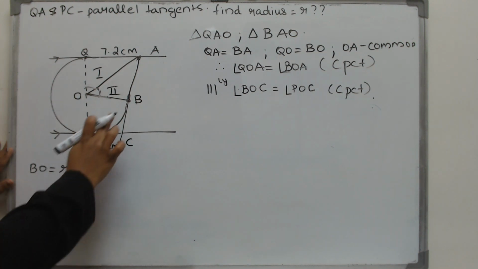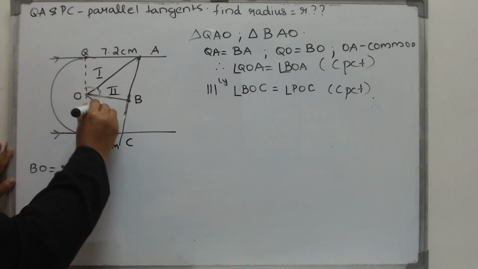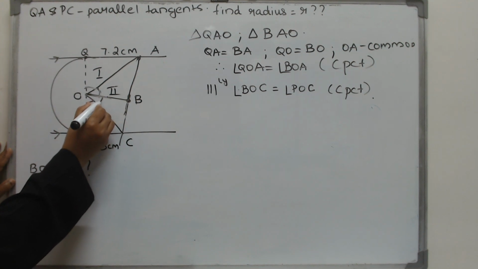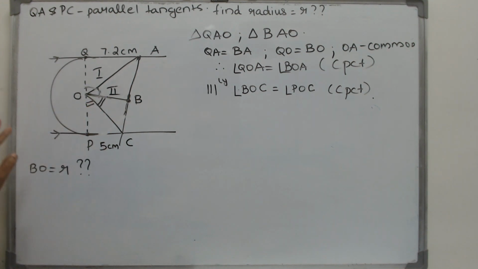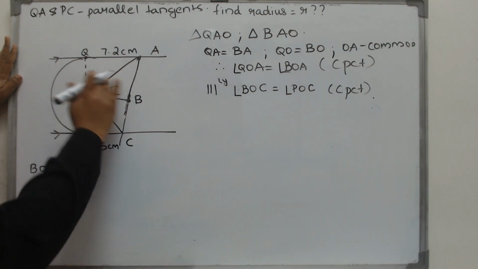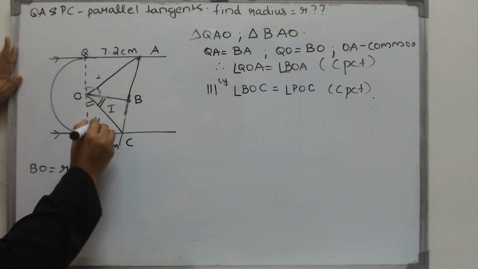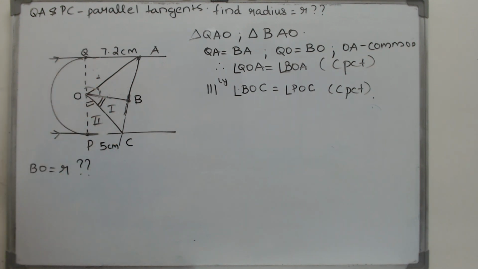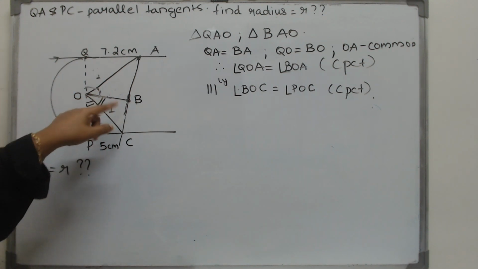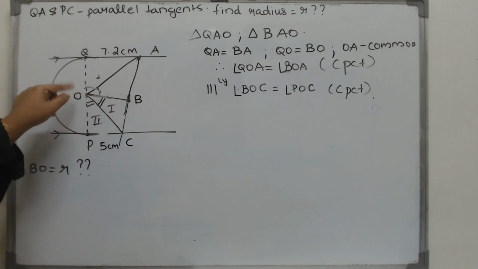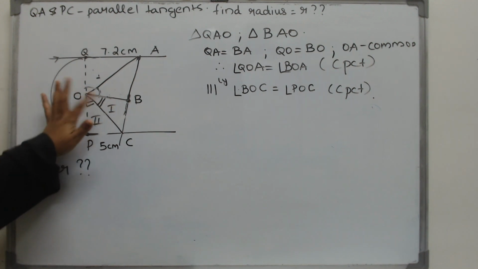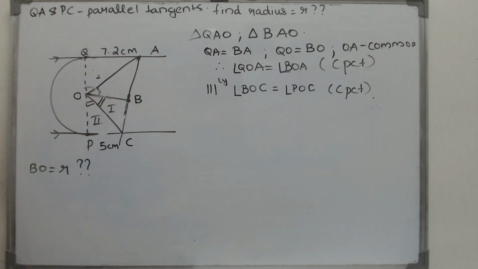Now repeat the same story here. Here also we are going to prove that this angle here and this angle here are equal to one another. How are we going to do that? The same thing. Now I will take this as 1 and this as 2. CP and CB are tangents from the same external point, so they are equal to one another. OP and OB are radii, equal to one another. OC is the common side. Again, by CPCT, these two angles that you see here are equal to one another.